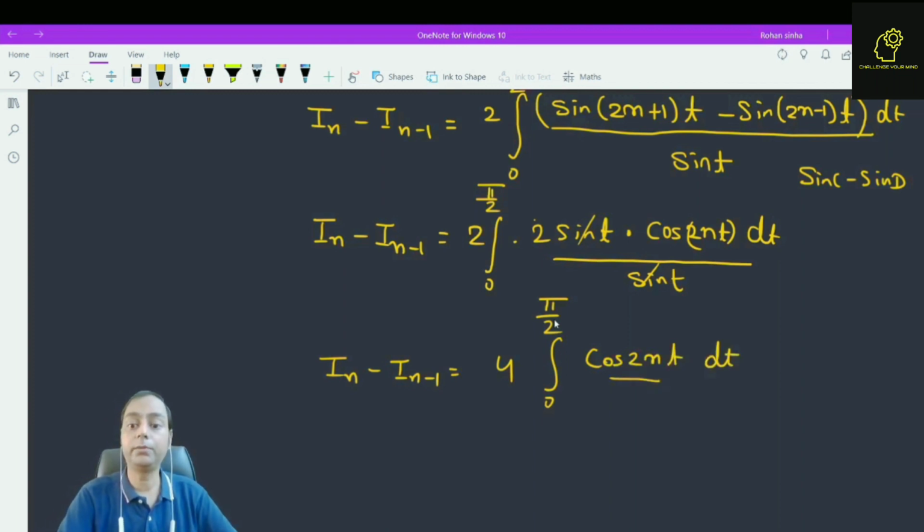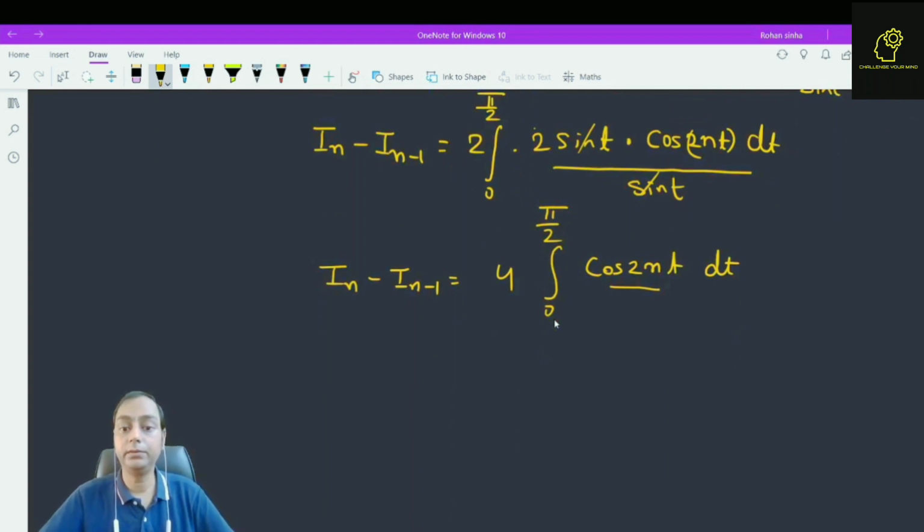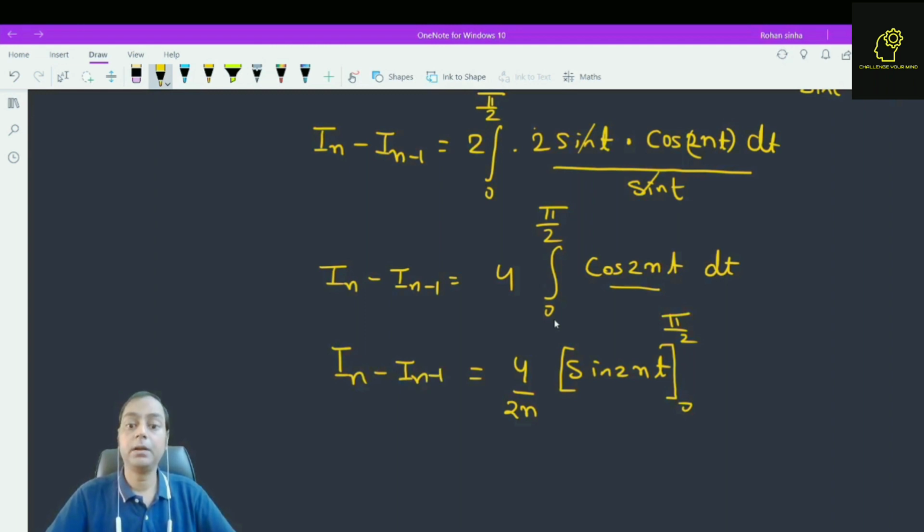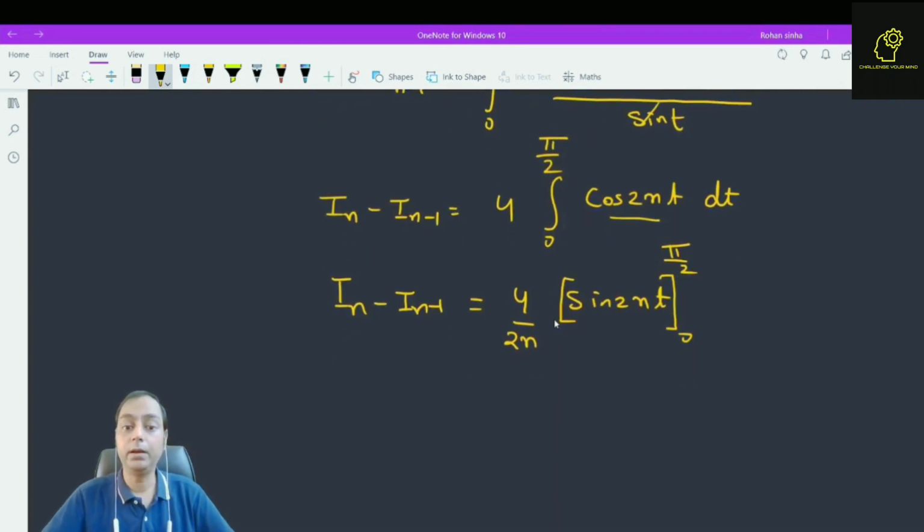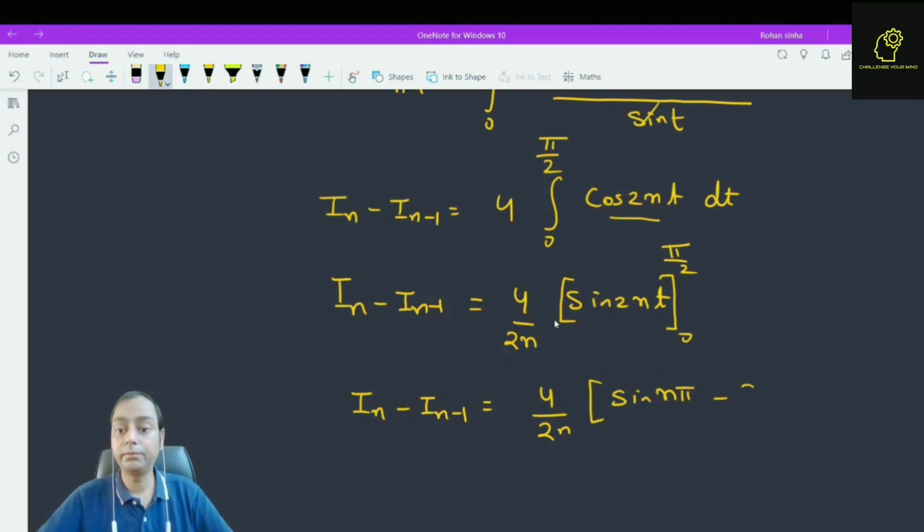Now what is the integration of cos 2nt? This is 4 sin 2nt divided by 2n, from 0 to pi/2. What is n here? n is a whole number. Now putting the upper limit and lower limit, we obtain 4 by 2n times (sin n pi minus sin 0). Since n is a whole number, sin n pi is 0 and sin 0 is 0, so this overall term is 0.